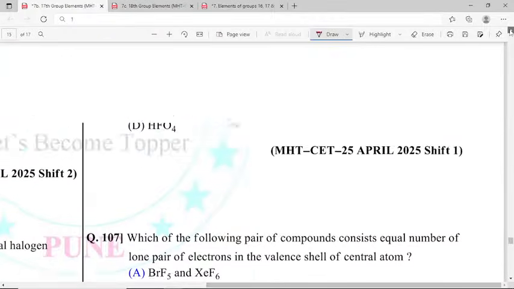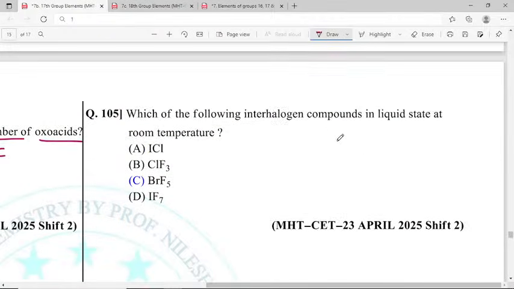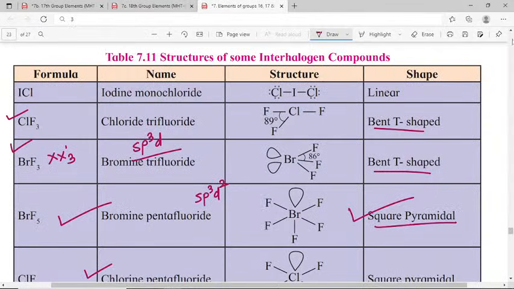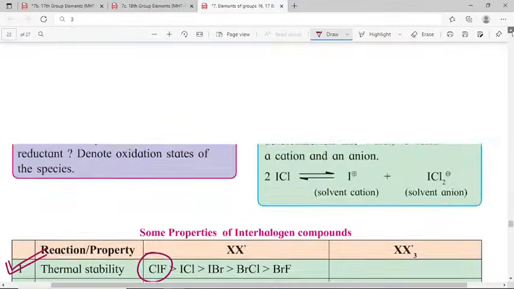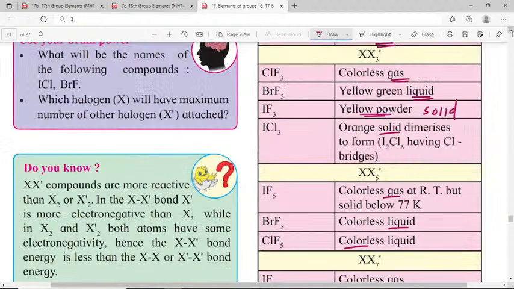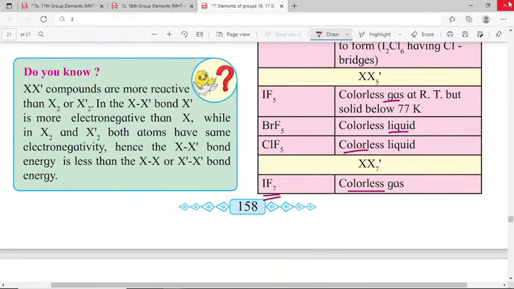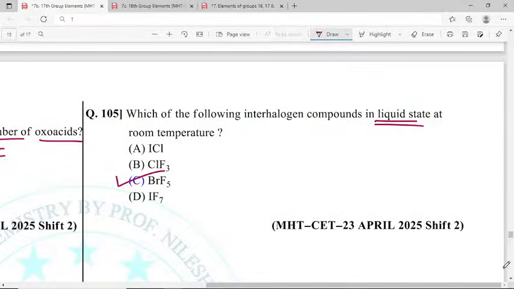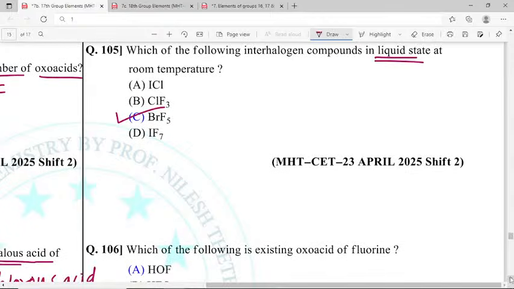Next question. Which of the following is a liquid at room temperature? BrF5 is a liquid. Many times the same question is asked in your exam from the table. Where is it? This is a table. We have written the states: gaseous state, liquid state, yellow powder, colorless liquid, colorless gas. So please, very important table. IF7 is a colorless gas.